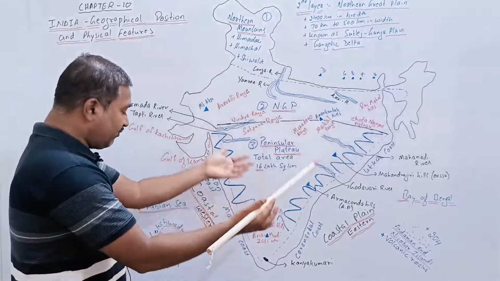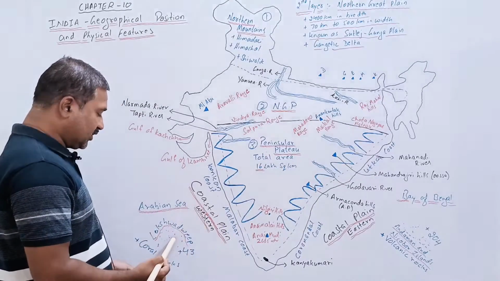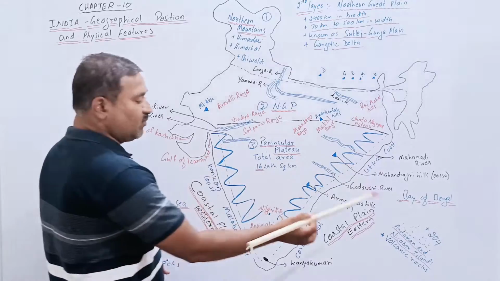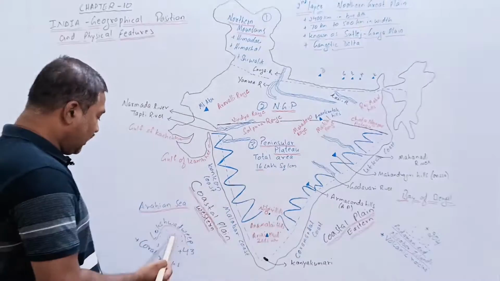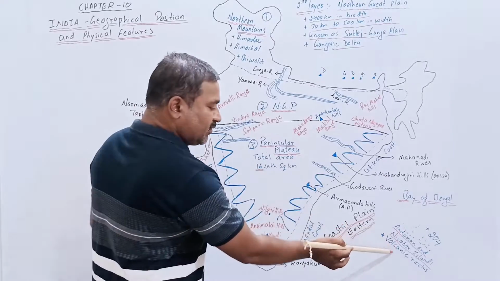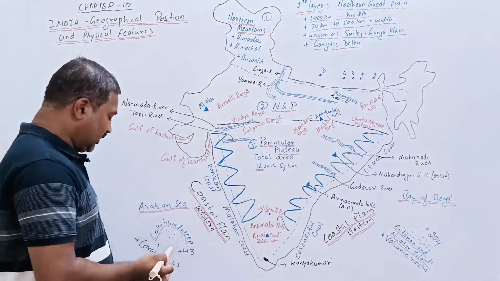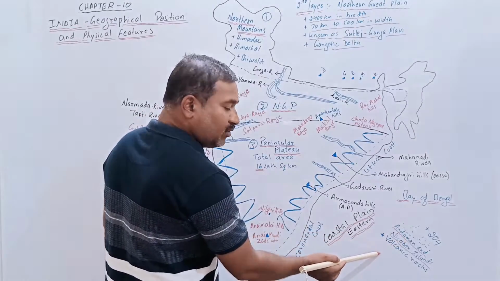Moreover, if we go to the next point, islands: Lakshadweep lies towards the Arabian Sea, Andaman Nicobar towards the Bay of Bengal. Again differentiate. Lakshadweep Islands are found with coral rocks. Andaman Nicobar are found with volcanic rocks. Lakshadweep has 43 islands, Andaman Nicobar 204 islands.